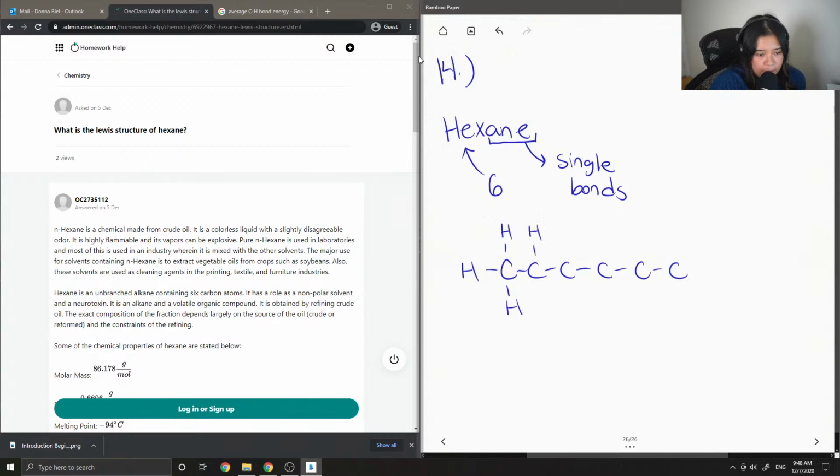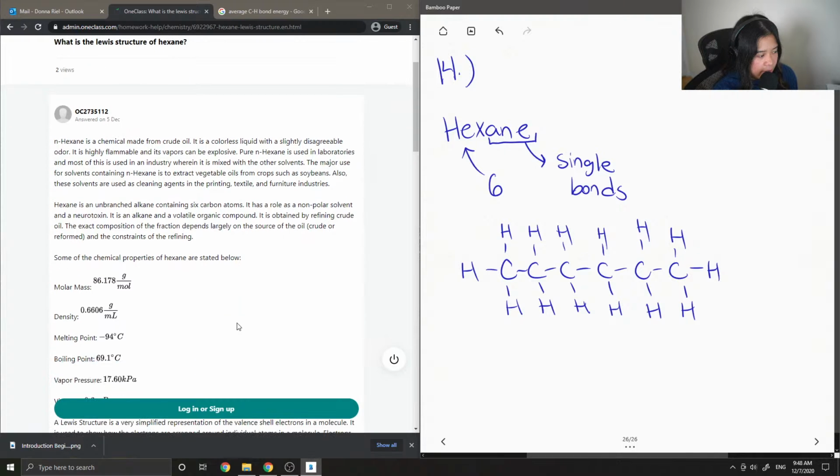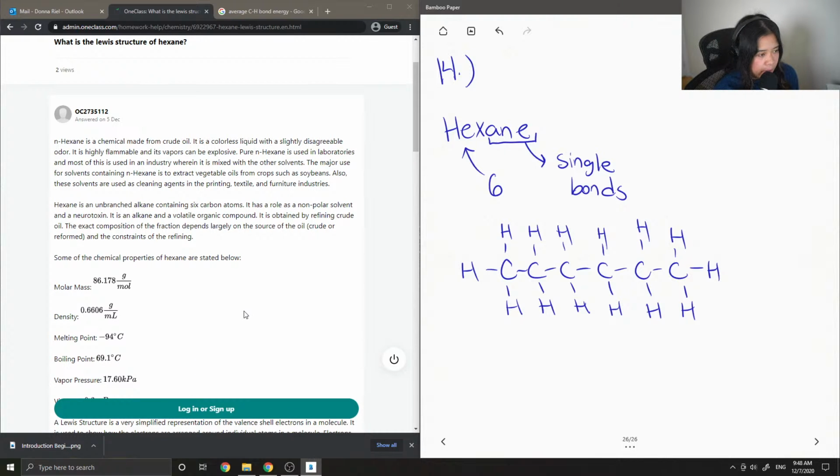So carbon likes to form 4 bonds. So I just need to draw 2 hydrogens for all of the middle carbons, and then 3 for all of the end carbons. And this is the Lewis structure of hexane. There are no lone pairs or anything.